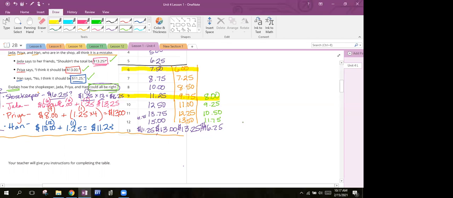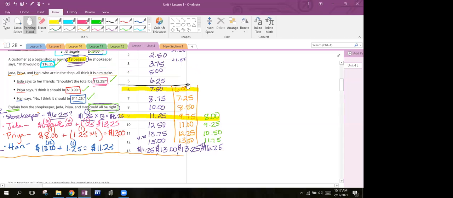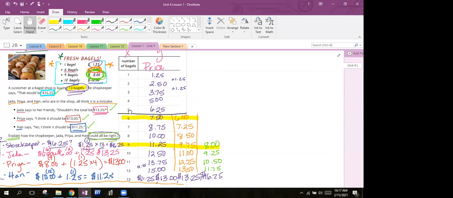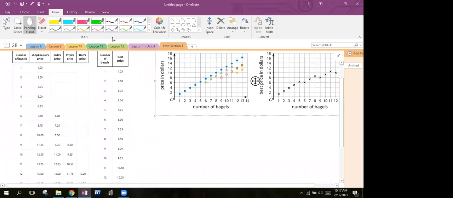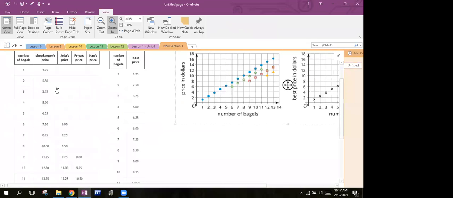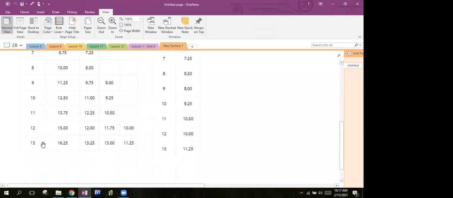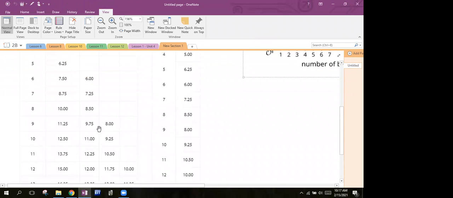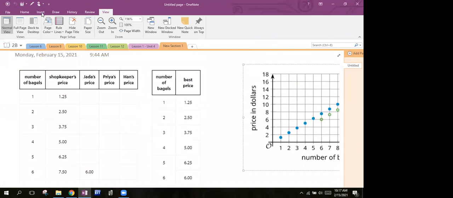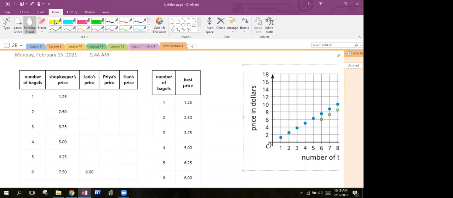All right, so there's a lot of different ways you probably could have filled in this table. So I'm going to show you this really nice organized version of it. We have the number of bagels as our X, and we have the storekeeper's price, Jada's price, Priya's price, and Hans's. Those are all of the same values that we just came up with. The storekeeper's was where we started at 1, and we increased everything by $1.25 each time.